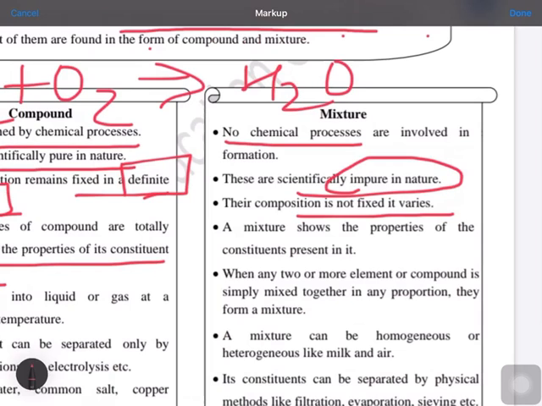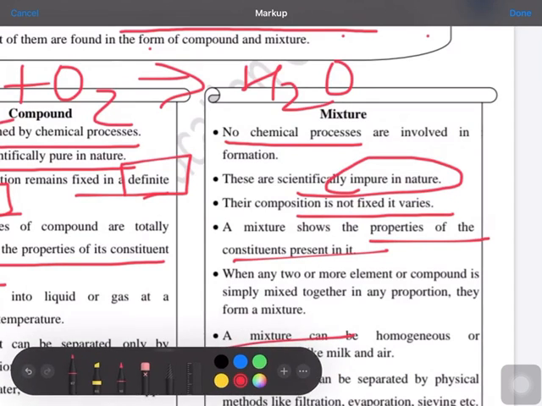Why does it happen so in case of the mixture? Because in a mixture they are not chemically bonded with each other, they are just physically present, so that's why they retain their properties also.